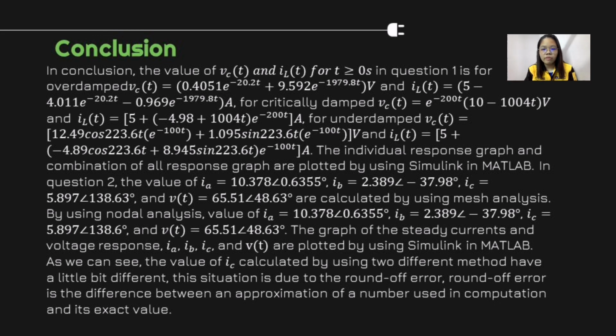As you can see, the value of Ic calculated by the 2 different methods is a little bit different. This situation is due to the round-off error, which is the difference between an approximate number used in computation and its exact value.